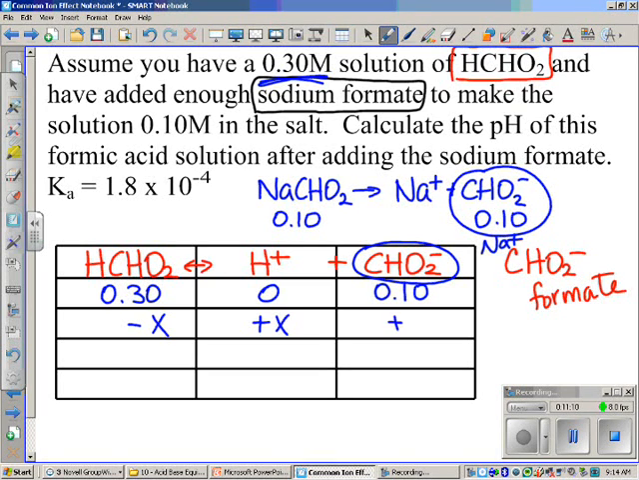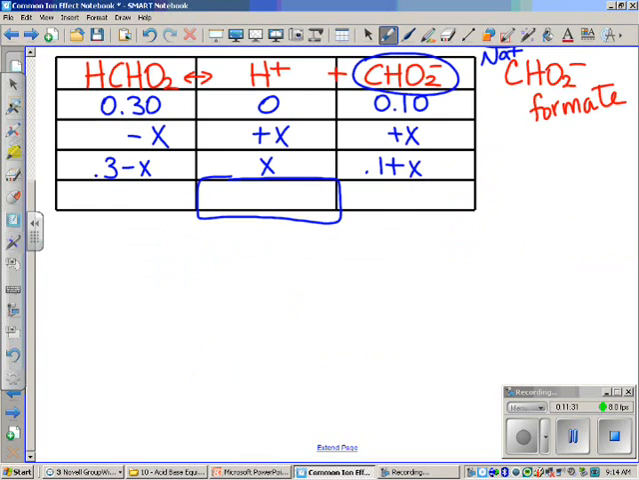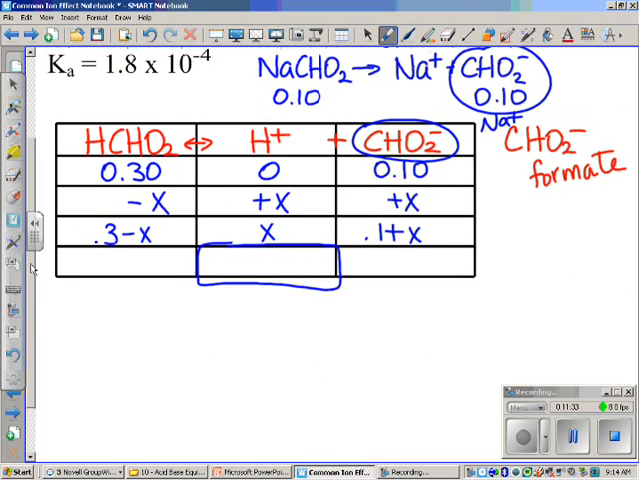So now the table is a normal table. I'm going to do -x, +x, +x, accounting for my coefficients. They just happen to all be 1s. 0.3 minus x, I have x, I have 0.1 plus x. We are trying to calculate the pH, so we need to figure out the H+ concentration, this guy right here. So we need to figure out what x is.